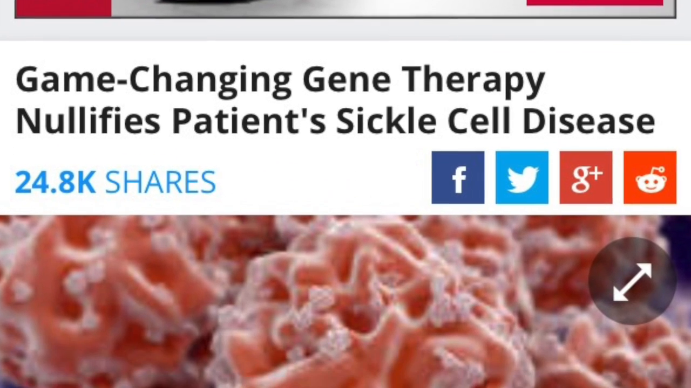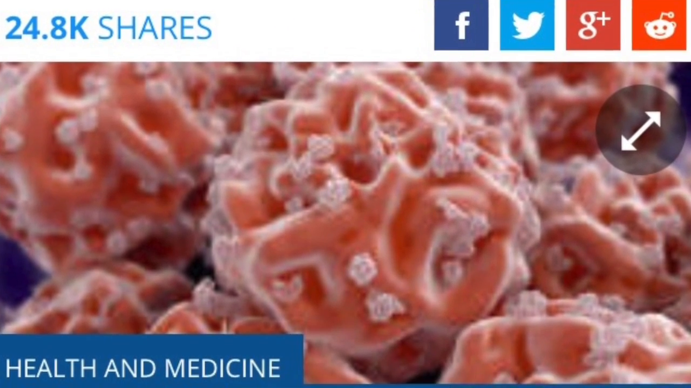Yes, Chris. The article entitled Game-Changing Gene Therapy Nullifies Patient Sickle Cell Disease describes sickle cell disease in a study reported in the New England Journal of Medicine. Individuals with sickle cell disease carry a mutation in genes for hemoglobin, which makes up a person's blood. That mutation makes a blood cell's shape and function abnormal.